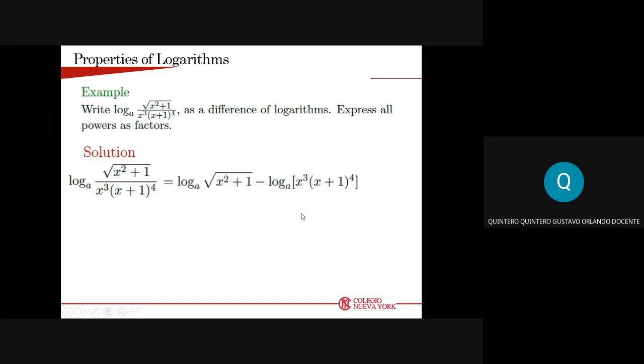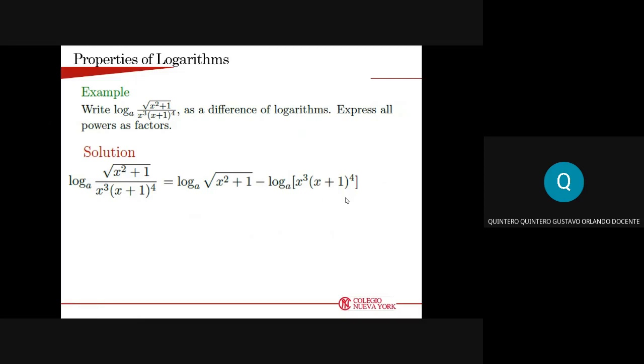Here it is. Logarithm to the base a of the numerator, minus logarithm to the base a of the denominator. There it is, guys.